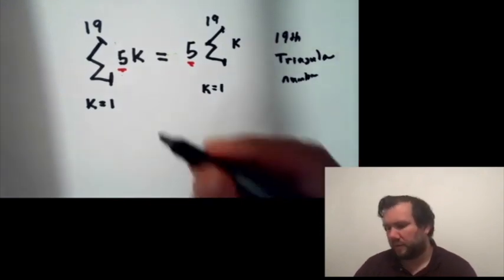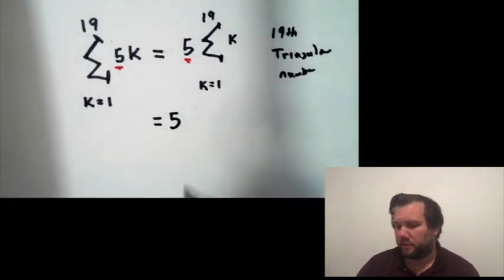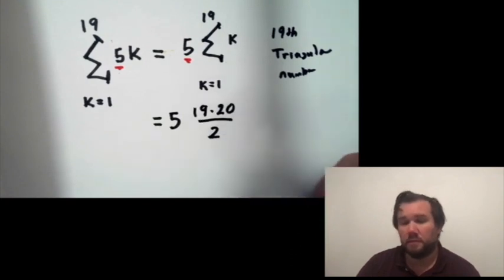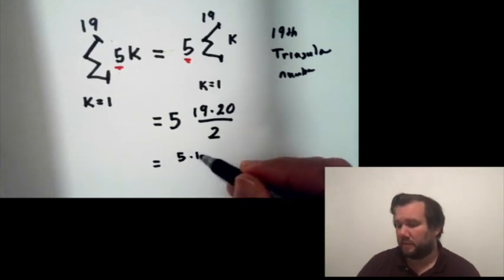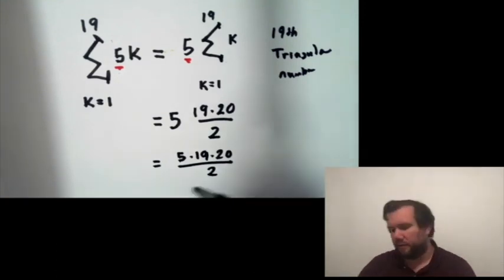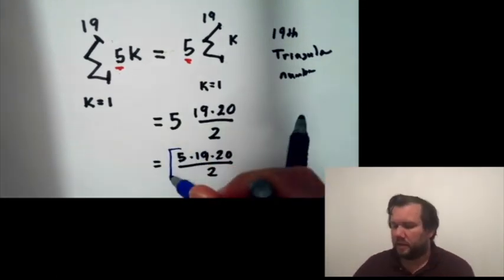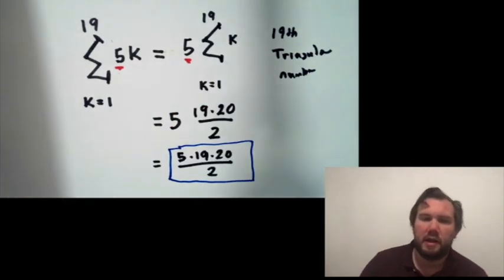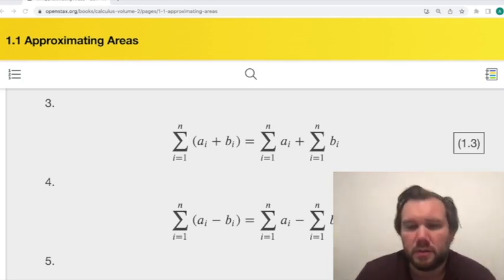And I remember that I have a formula for that, so this expression will become 19 times 20 divided by 2. To get my final answer, I would just need 5 times 19 times 20 divided by 2, and whatever this simplifies to would be the final answer. The key idea here is when I have a summation and there's a constant multiplied by the expression, I can pull it in front.